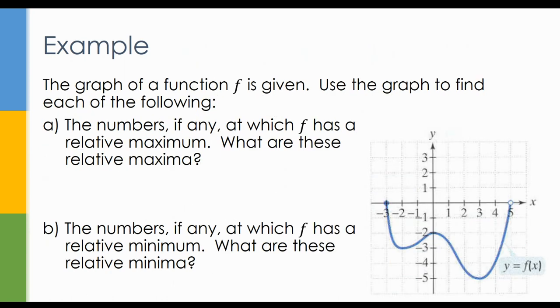So let's look at this example. It says the graph of a function f is given. We're going to use the graph to find each of the following. In part A, the numbers, if any, at which f has a relative maximum. And then what are these relative maxima?